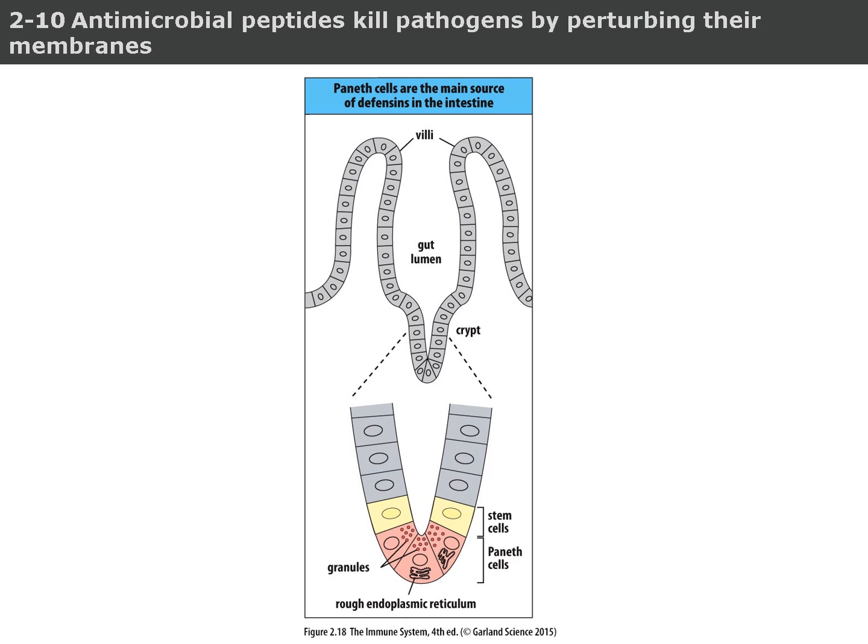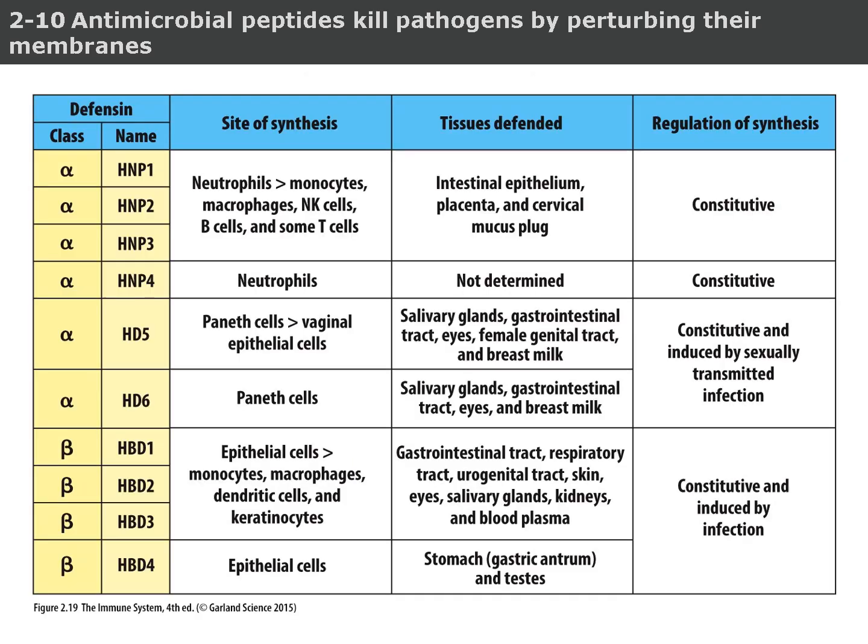This chart organizes human defensins by class, name, synthesis site, defended tissues, and how their production is regulated. The alpha class includes HNP1 through HNP4, HD5, and HD6. HNP1, HNP2, and HNP3 are synthesized primarily by neutrophils, with other immune cells like monocytes, macrophages, natural killer cells, B cells, and T cells contributing to HNP2. HNP4 is synthesized exclusively by neutrophils.